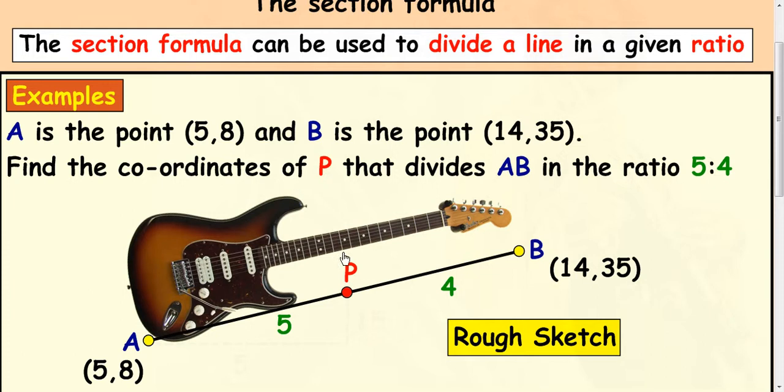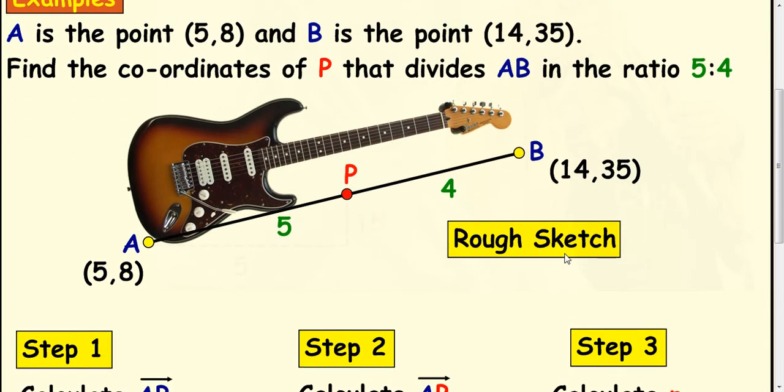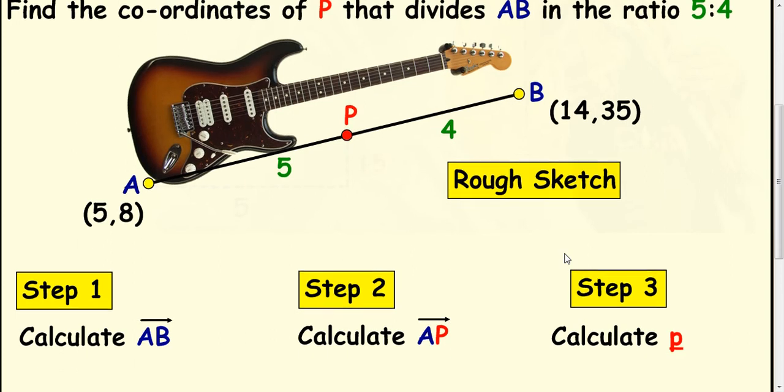We've got to find the coordinates of P that divides that line in the ratio 5 to 4. So I would always advise you to do a wee quick rough sketch of this if one's not given. Make sure you sketch it out and put the ratio in. Also try and put the coordinates the right way around. It really helps this. Okay, so there's 3 steps to this problem.